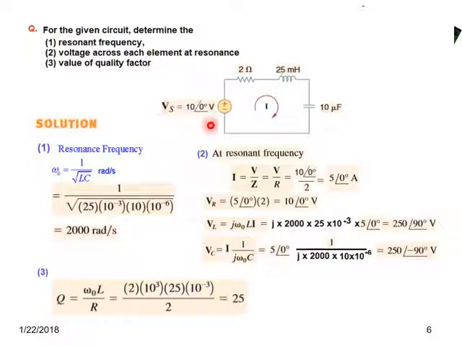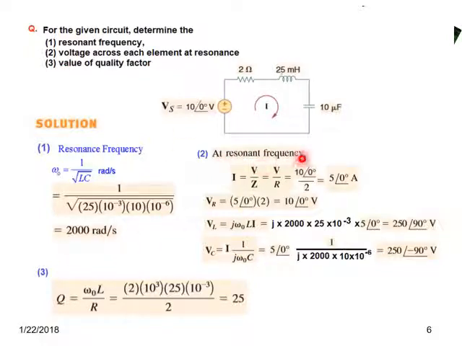Given this circuit, the supply voltage is 10, R is 2 ohm, L is 25 millihenry, and C is 10 microfarad. A, the resonant frequency. We can use this equation, omega naught equals 1 over square root of LC. We get 2 kiloradian per second, or 2000 radian per second. Part 2, voltage across each element.